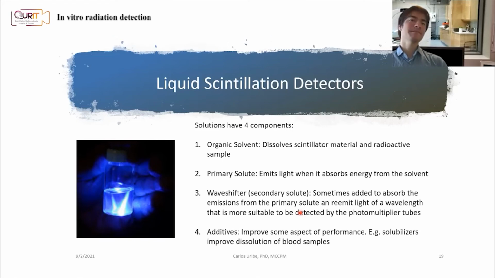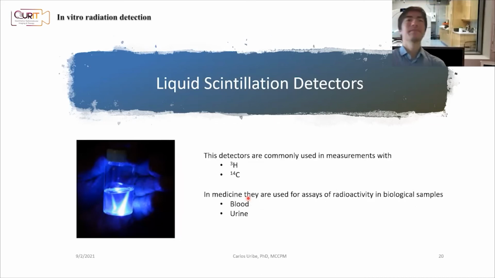And then there can be some additives, and that's basically to improve some of the performance, for example, something that can help the blood samples dilute better in that solution. It's common to use these liquid scintillator detectors when we measure compounds labeled with tritium or carbon-14. And in medicine, again, we use it to count biological samples like blood samples or urine samples.